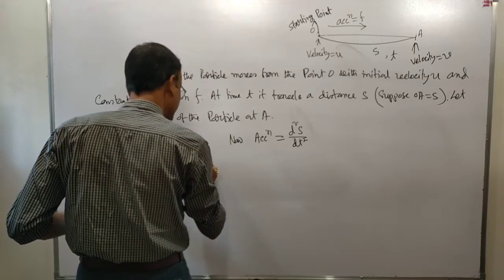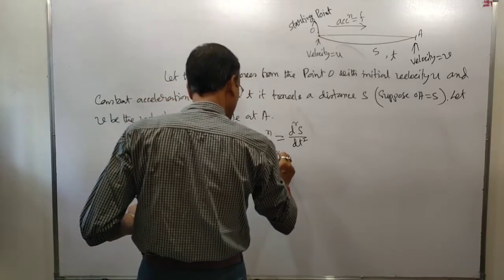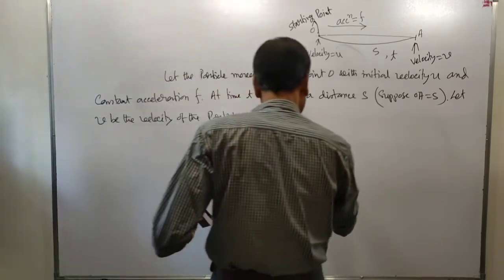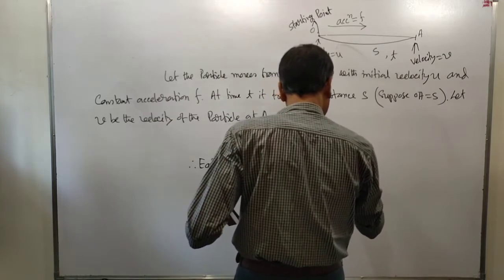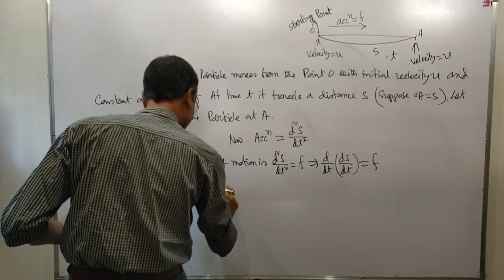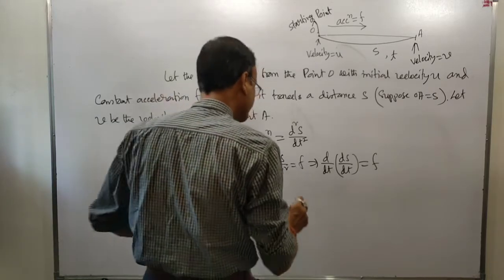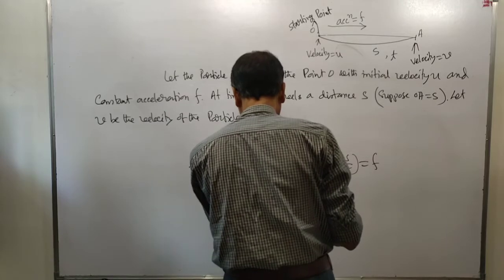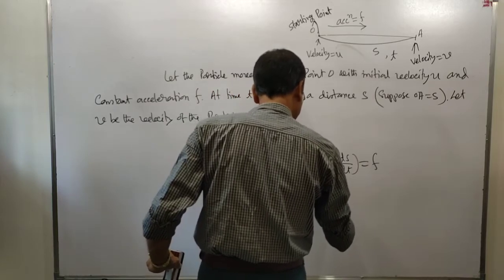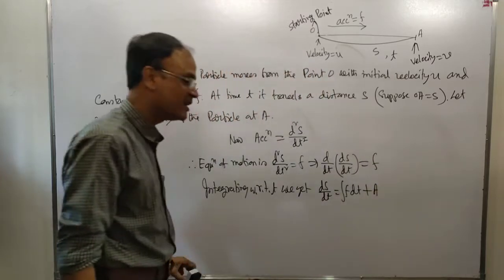Therefore, the equation of motion is d2s by dt square equal to f. F is constant, mind that. This means d by dt of ds by dt equal to f. Integrating with respect to t, we get ds by dt equal to integration f dt plus a, where a is the constant of integration.